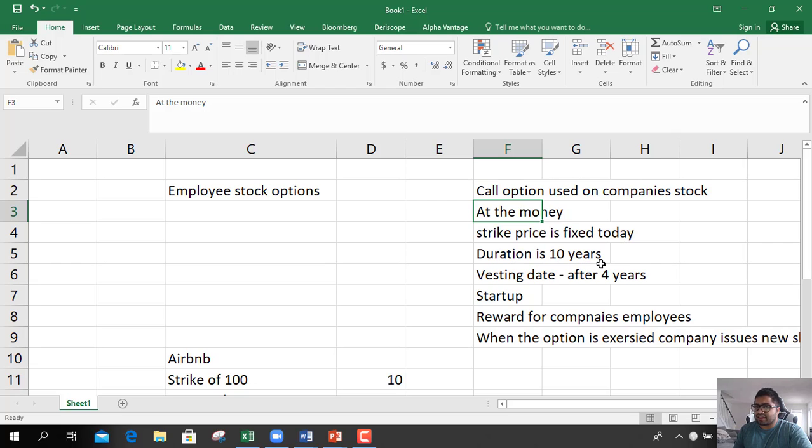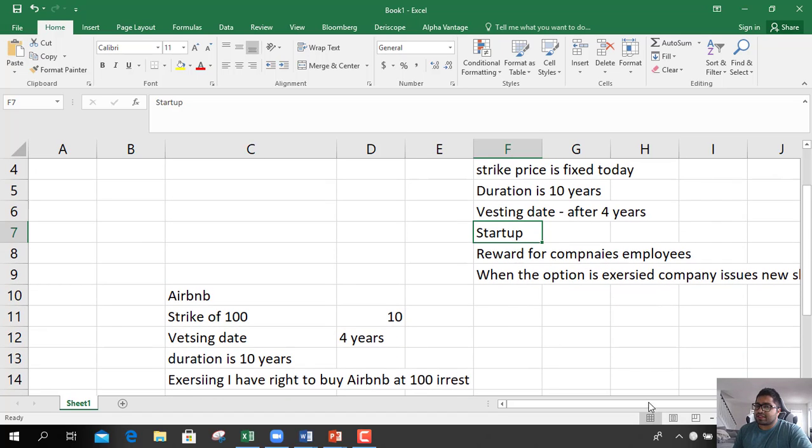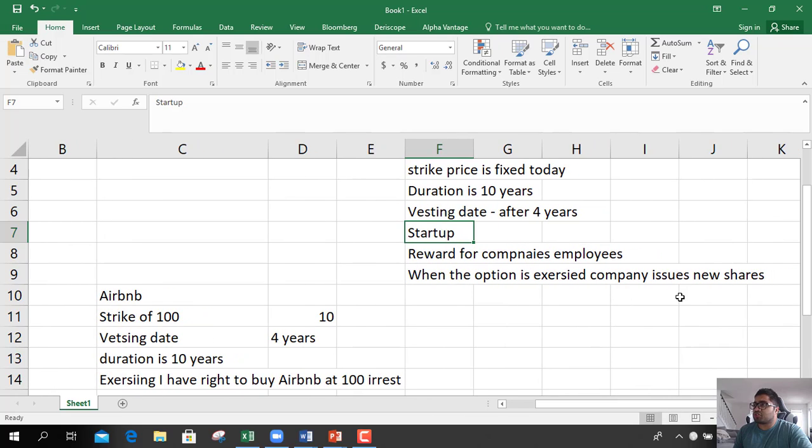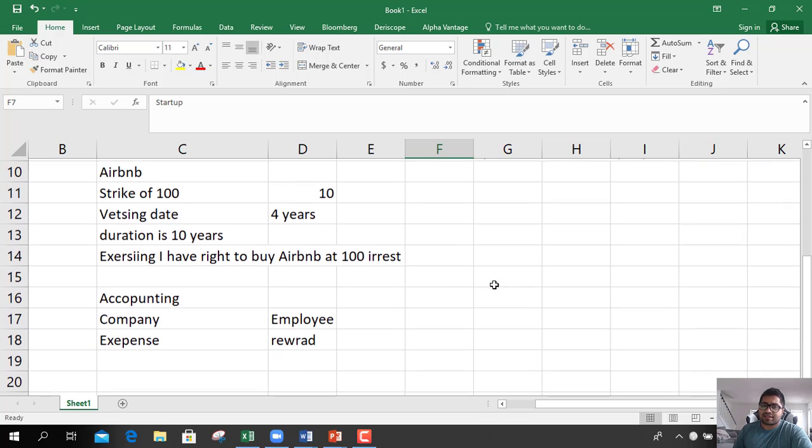Duration is 10 years. Vesting date is generally after 4 years. They are mostly used by startup companies to reward their employees. When an option is exercised, the company issues new shares. It is unlike a call option on the market. When you buy a call option on the market, the writer gives you shares. But in this case, the company creates new shares when the options are exercised.